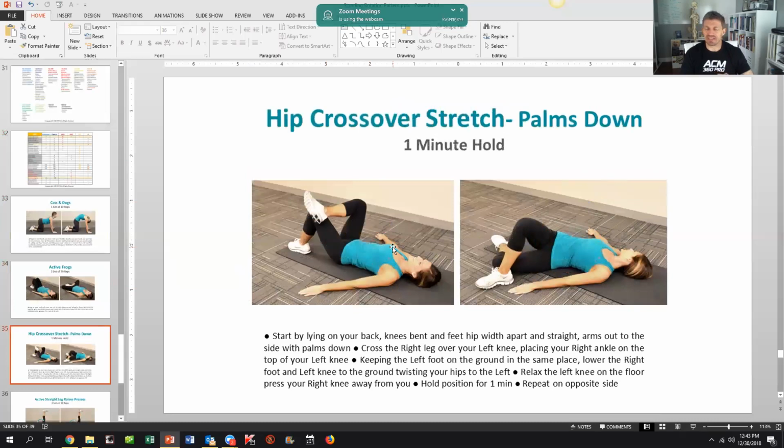And you'll see it come out here. When someone goes one way, their hip crossover will look really good. When they go the opposite way, they'll have some difficulty. They'll feel it in different places of their spine. They'll feel it in different places of their hip.